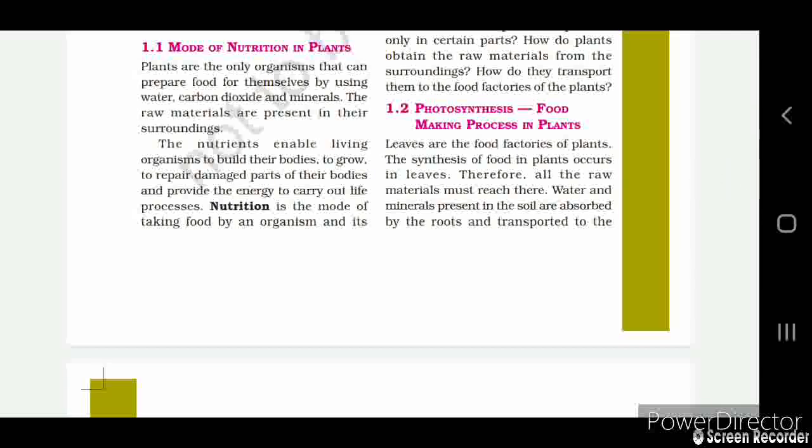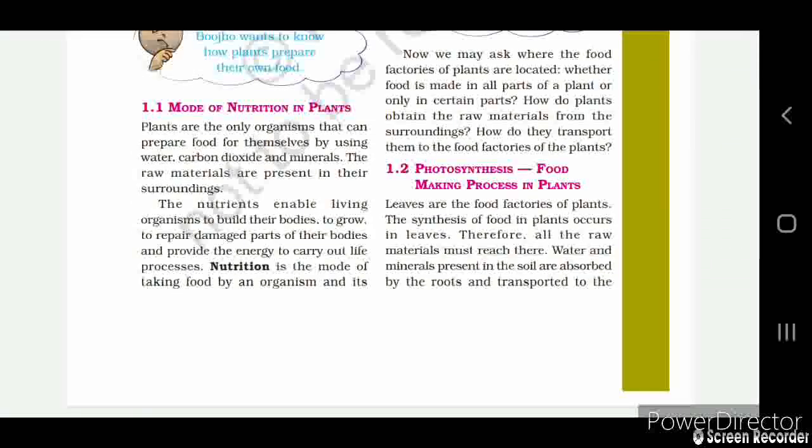Next is mode of nutrition in plants. So how do plants get nutrition? Plants are the only organisms that can prepare food for themselves by using water, carbon dioxide, minerals and raw materials present in their surroundings. Nutrients are needed by living organisms for building their body, for growth, to repair the damaged parts of their body, and to provide energy for their life processes. For this, food is necessary.